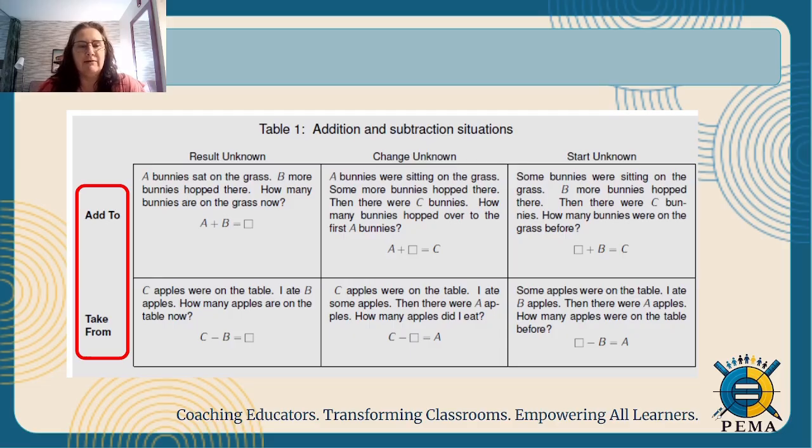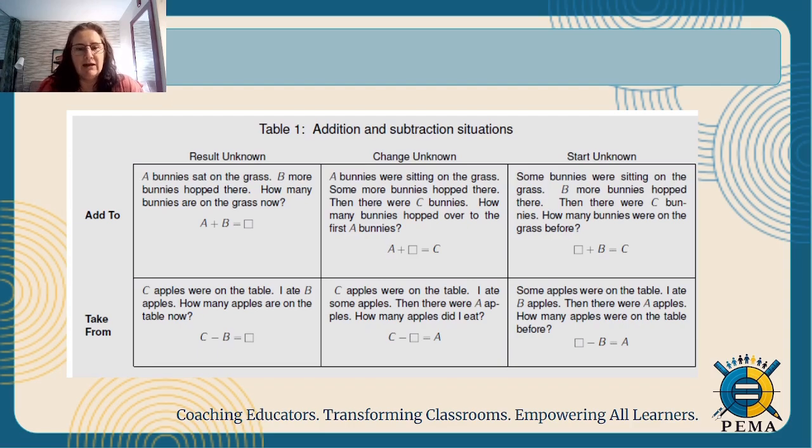In an add to problem, we always start with some amount and then we add to that amount in the story. It's the action that happens. In the take from stories, the action that happens is we start with a given amount and then we take some of that amount away. Across the top, you'll see result unknown, change unknown, and start unknown. So add to and take from are about what happens in the story. These unknowns are what the question is asking.